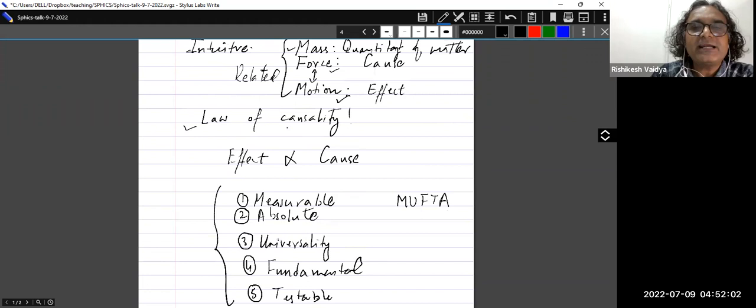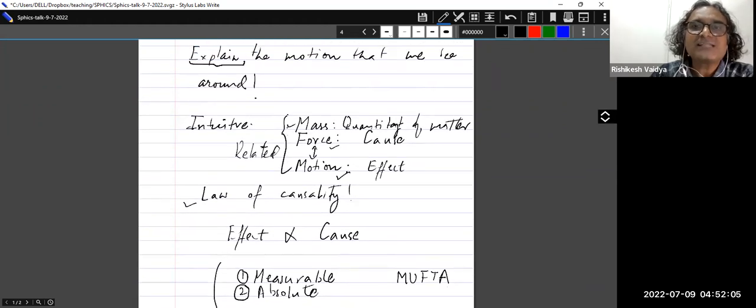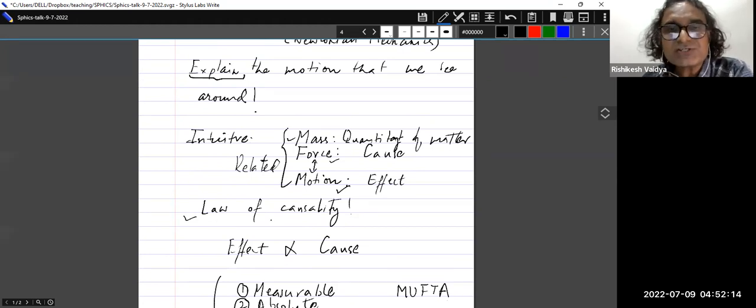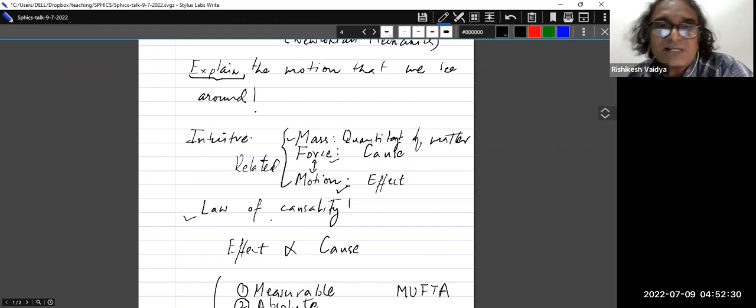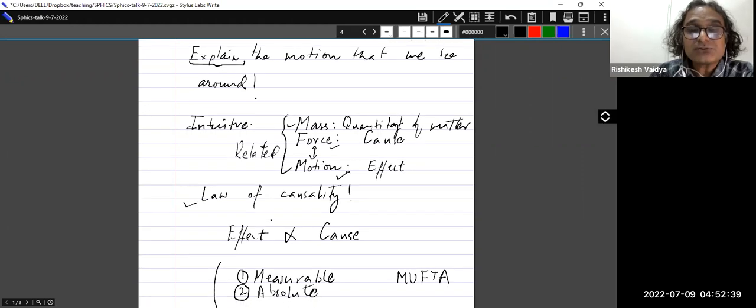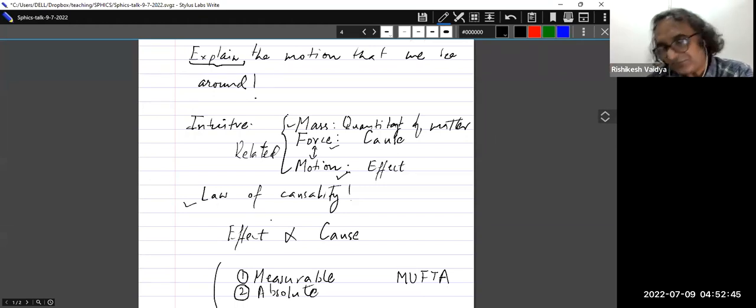So what I'm trying to say is, what does it mean to explain the motion? We must be able to find a law that explains the causal relationship between the cause and effect. Unless we come up with a law that provides a quantitative causal relationship between cause and effect, we could not have explained the motion. That is what a scientific explanation means. So would it be correct to say that Newton's laws are causal always? No, Newton's second law is actually a statement of the law of causality, that force is the cause of the change in momentum, which is the effect.